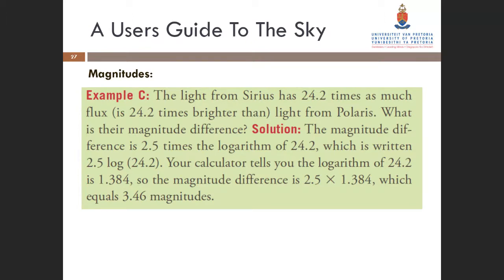If you write this in equation form, we want the magnitude difference, so we can use this formula: MB minus MA equals 2.5 log FA over FB.